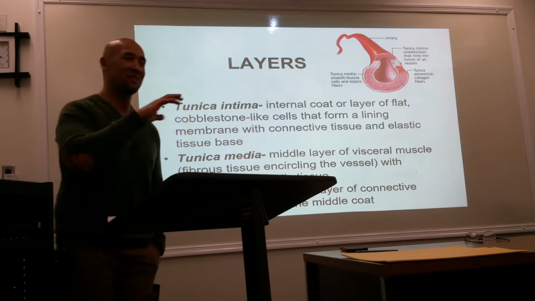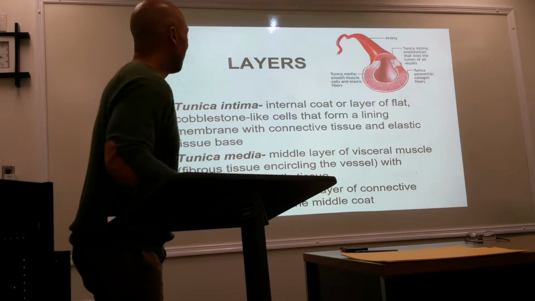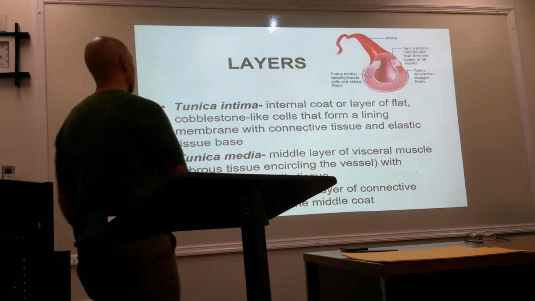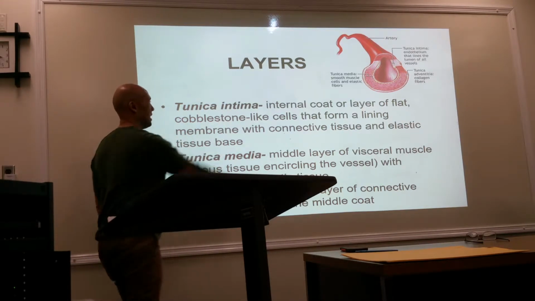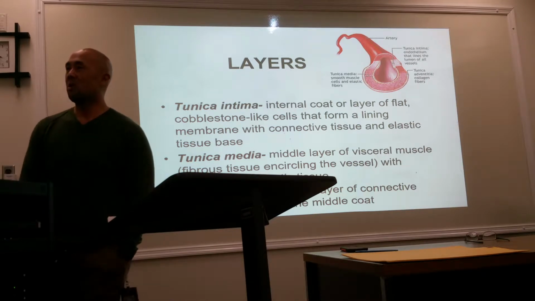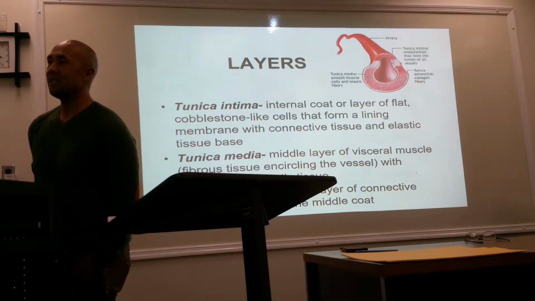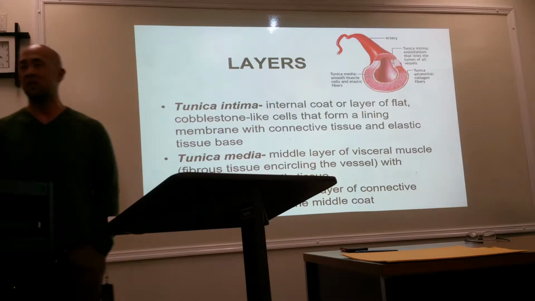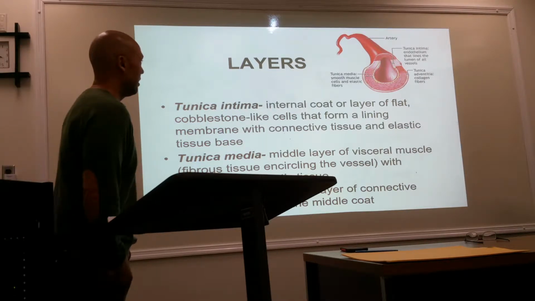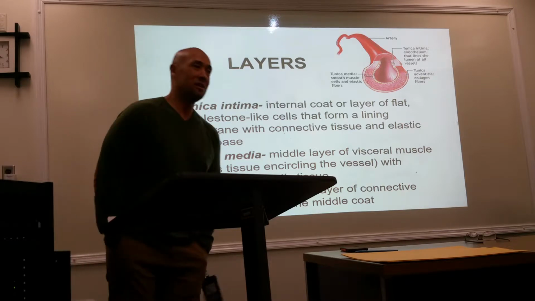All right, let's talk about the layers of the vessels. The most internal layer is the tunica intima, right? Internal intima. Internal coat or layer of flat cobblestone-like cells that form a lining membrane with connective tissue and elastic tissue. The middle one is called what?